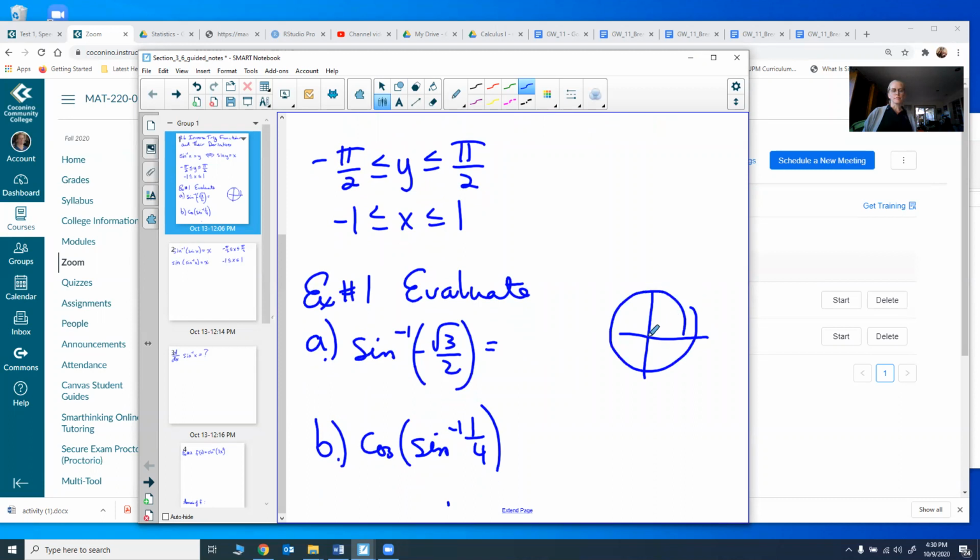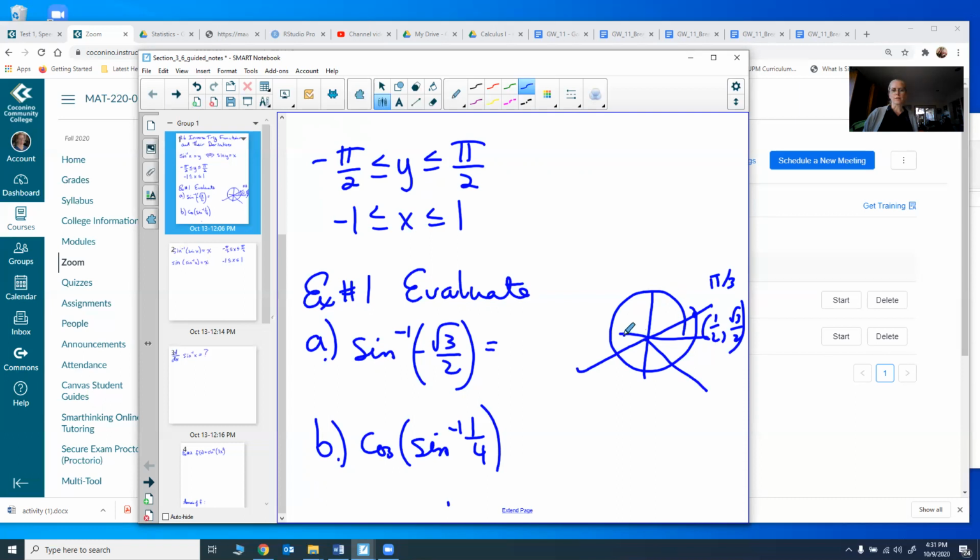So remember, pi over 3 has the x and y values of 1/2 and square root of 3 over 2. Remember, the sine is the y value, but this is not negative. We need the negative one. And so remember, we also have one down here, but that's not where we want. We're going to be from negative pi halves to pi halves. So we're actually going to be down here and up here.